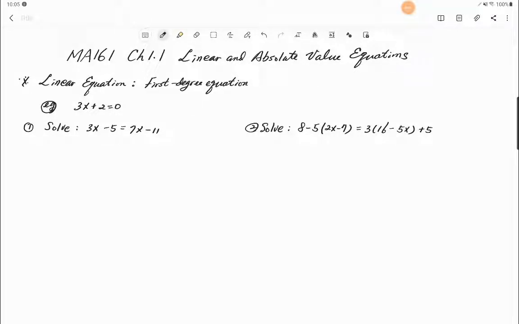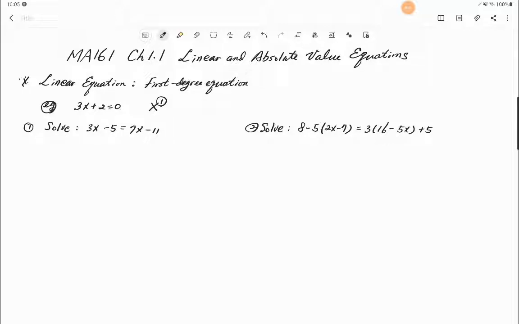Math 161, Chapter 1.1. This section will contain linear equations and absolute value equations. A linear equation is a first degree equation, which means the exponent of the variable x will be 1. For example, 3x plus 2 equals 0. Since there's an equal sign, this is an equation, and the variable x has the exponent 1, so this is a first degree equation.